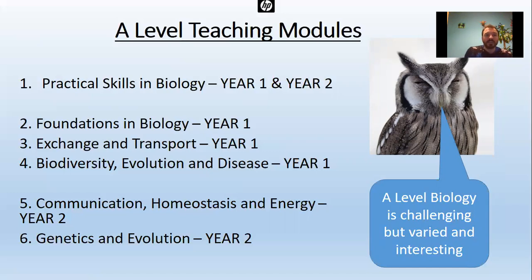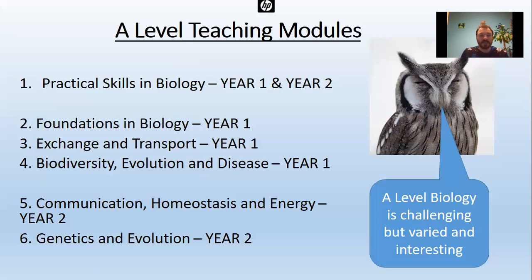And then we go on to looking at how things are transported around the body and how some organ systems work together, for example, the circulatory system and the gas exchange system. And then also we look at evolution and natural selection, some biodiversity, such as how we investigate organisms in the environment and how that links to disease, which includes an introduction to the immune system.